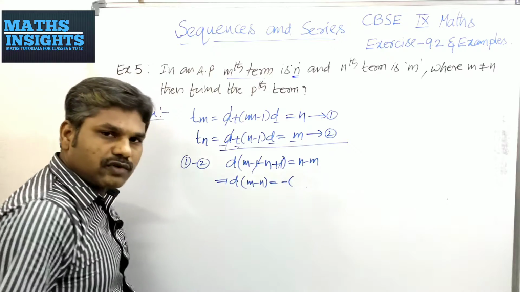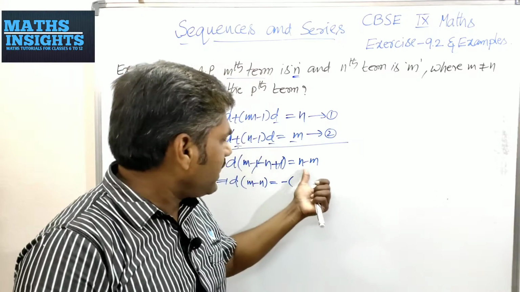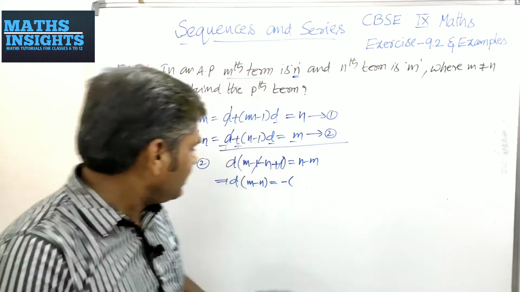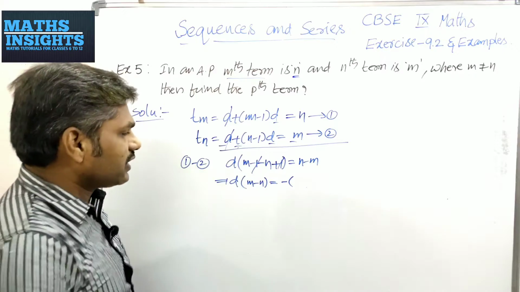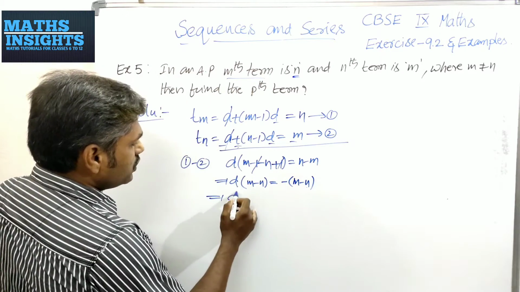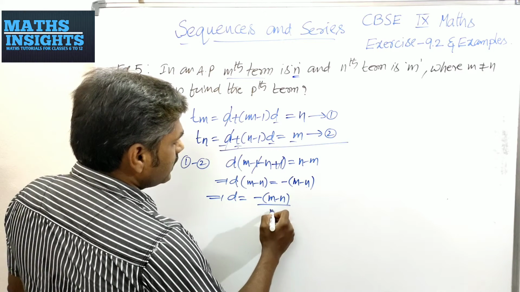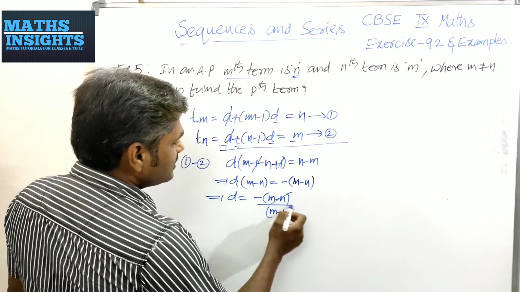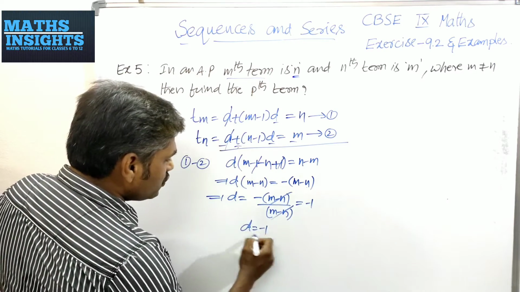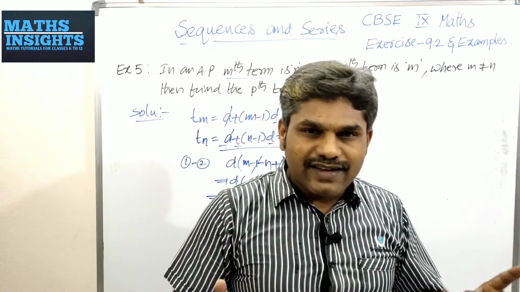will take minus common. Why? Because here m minus n is there, here n minus m is there. So if you take minus 1 common, then you may cancel that. That's why I am taking minus. Therefore m minus n. That implies d is equal to minus of m minus n by m minus n. If you cancel these two, you will get minus 1. That means you got the value of common difference d, is it?